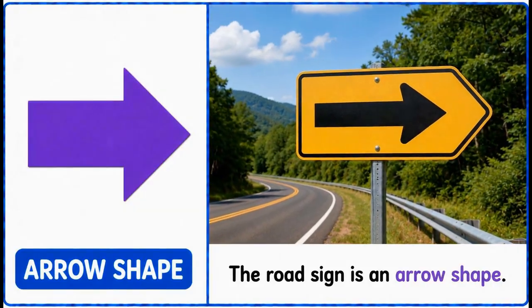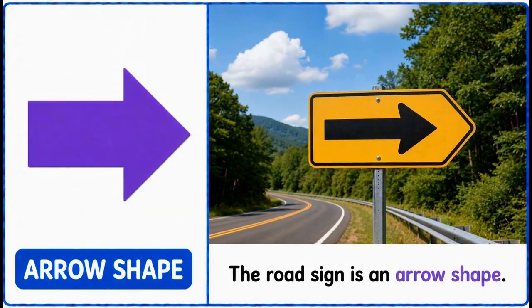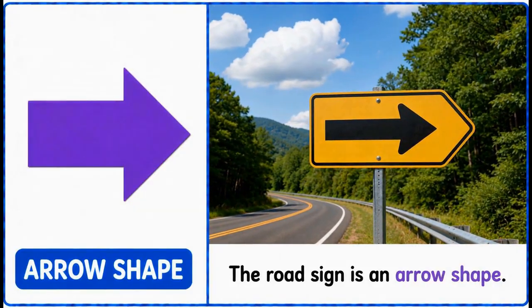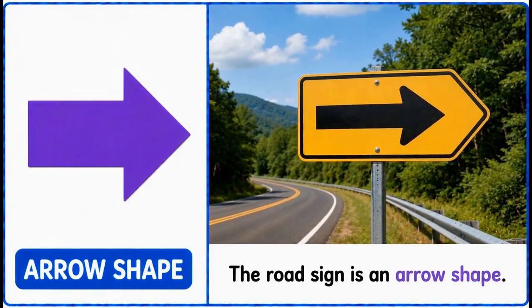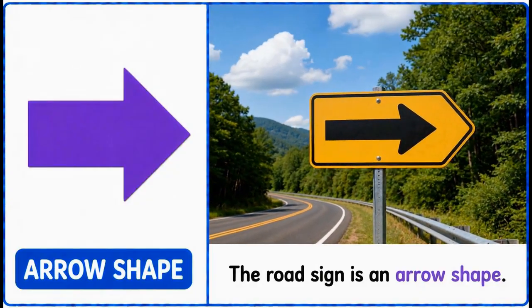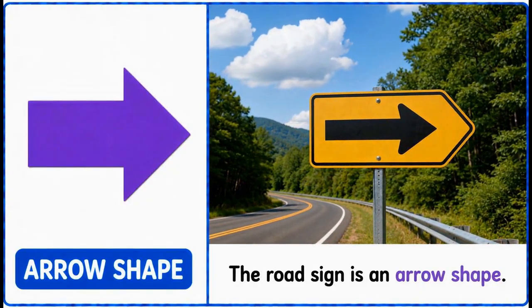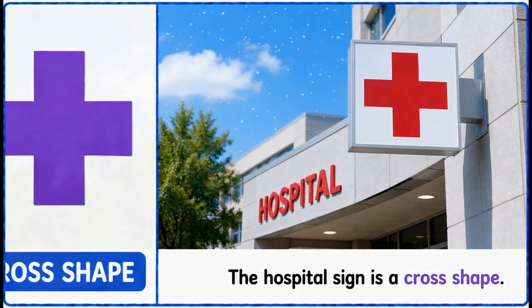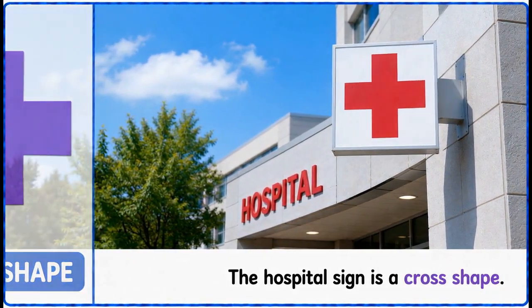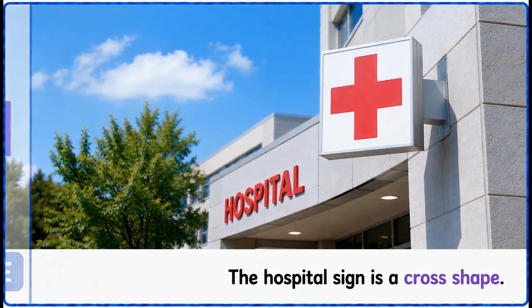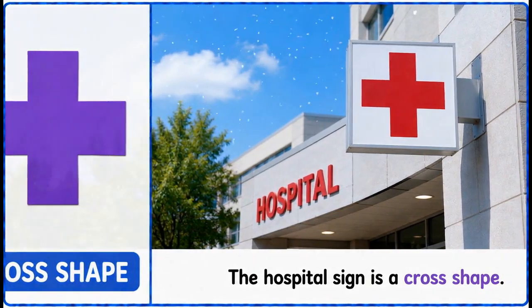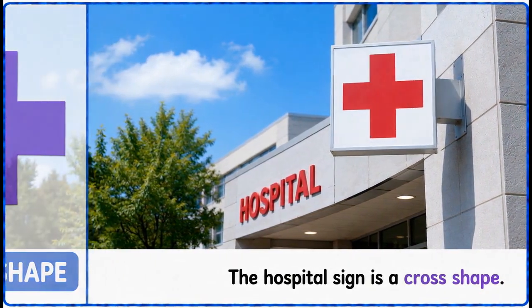Arrow shape. The road sign is an arrow shape. Cross shape. The hospital sign is a cross shape.